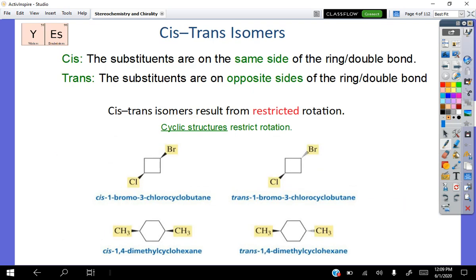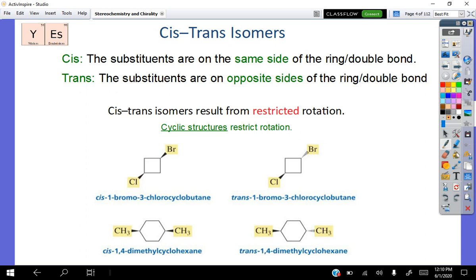So cis-trans isomers, cis and trans specifically refer to the position of the substituents either on a ring or a double bond. If it is a cis molecule, the substituents are going to be on the same side of the ring or the same side of the double bond. If they're trans molecules, the substituents will be on opposite sides of the ring or the double bond.